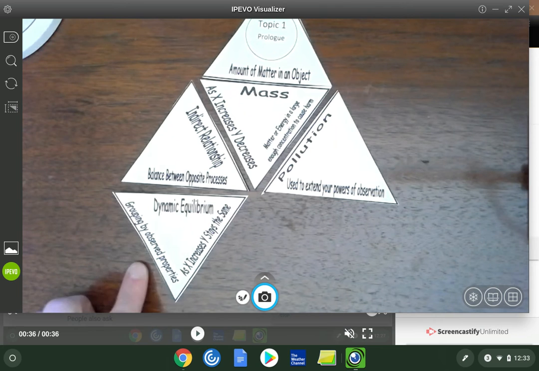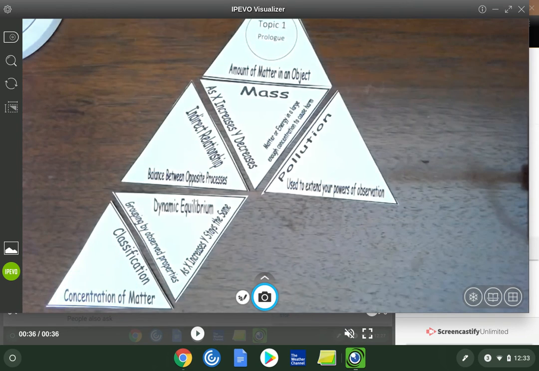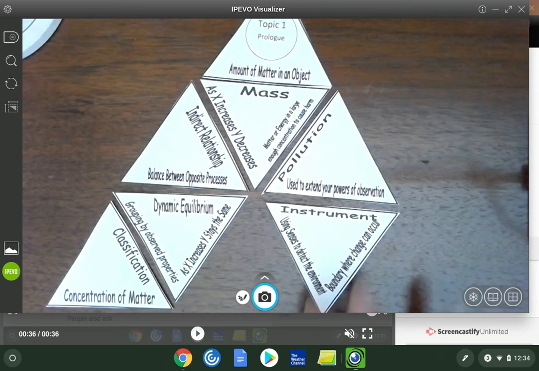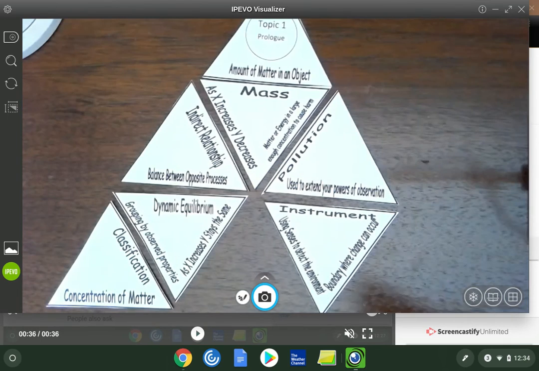Grouping by observed properties. Classification. Okay. Used to extend your powers of observation. What do we use to extend our powers of observation? I think that's probably an instrument. An instrument like a ruler or a microscope.